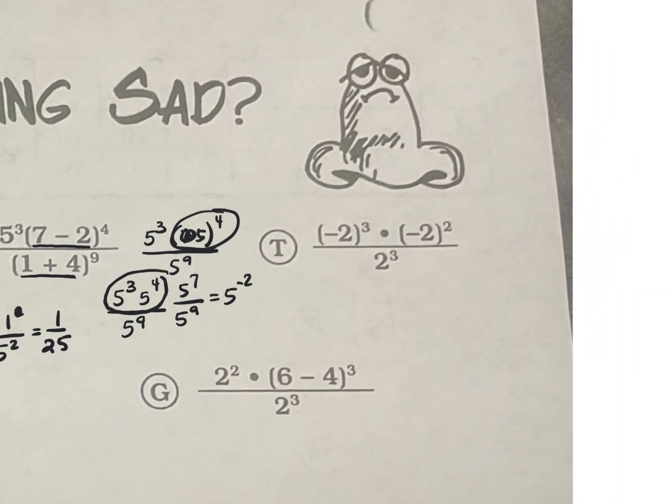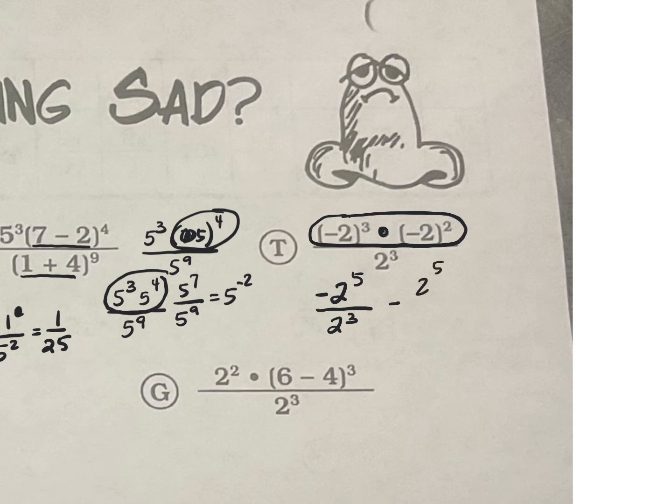Over here, let's see. Negative 2 to the 3rd times negative 2 squared. This is multiplication, so I'm going to use addition. So I get negative 2 to the 5th power divided by 2 to the 3rd power. Negative 2 to the 5th power is negative.